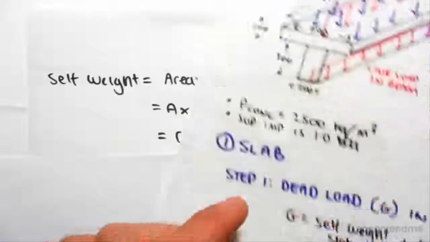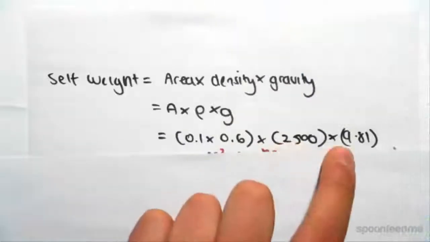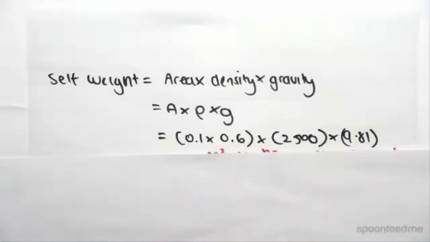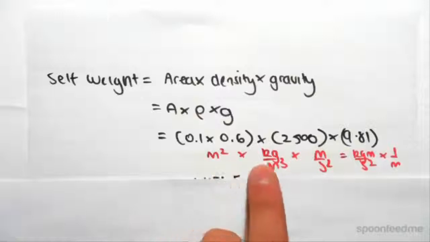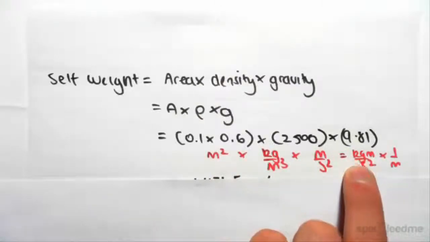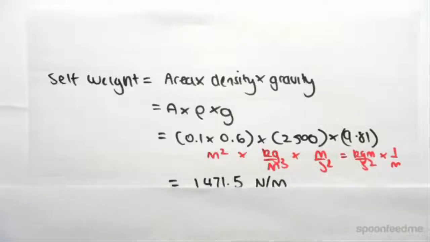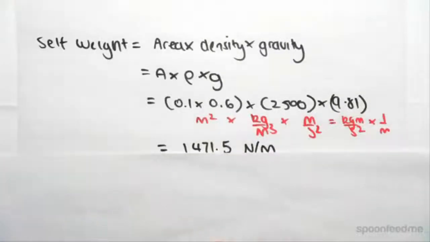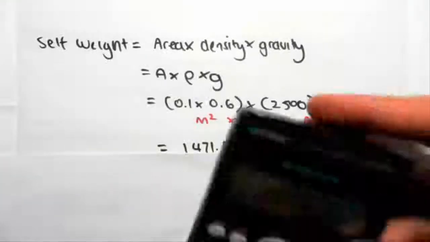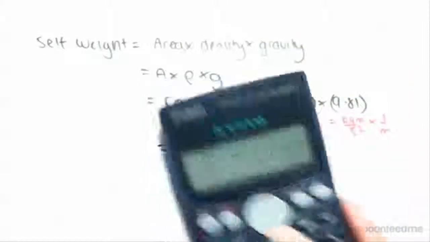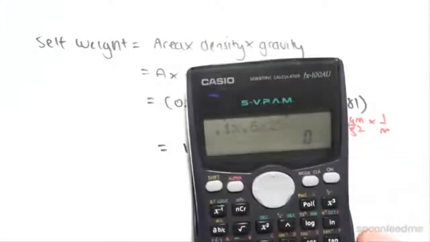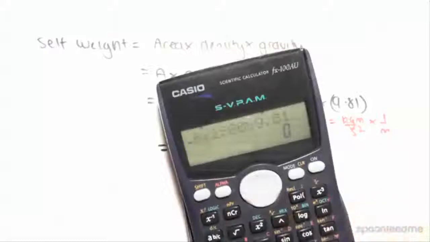So you can see it's 0.1 by 0.6 for the slab in meters, times by density, which is 2500, times by G, which is 9.81 meters per second squared. Unit-wise, it would look like this. We would be left with kilograms meter per second squared times by 1 on meter, which is newtons per meter. So working this out, 0.1 by 0.6 by 2500 by 9.81 gives us 1471.5.